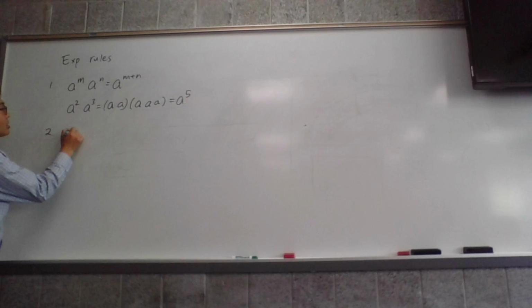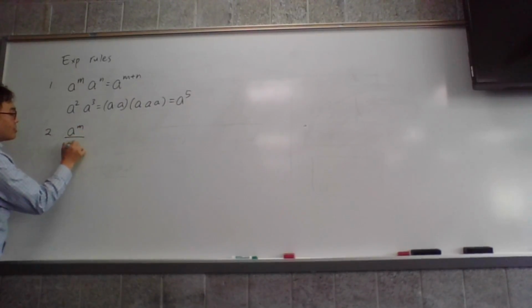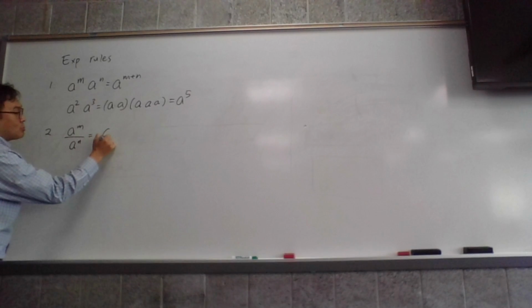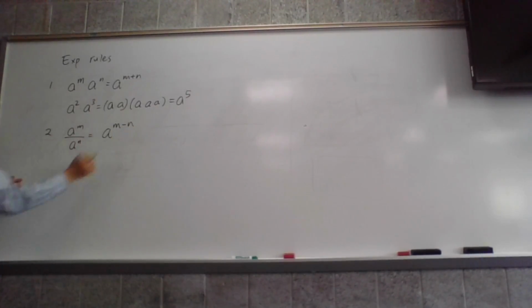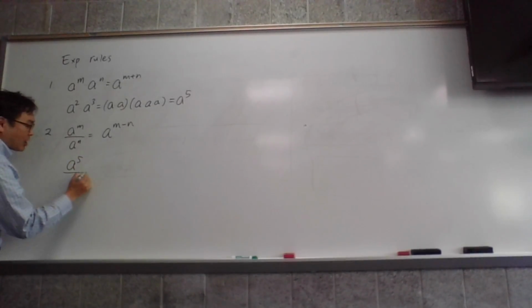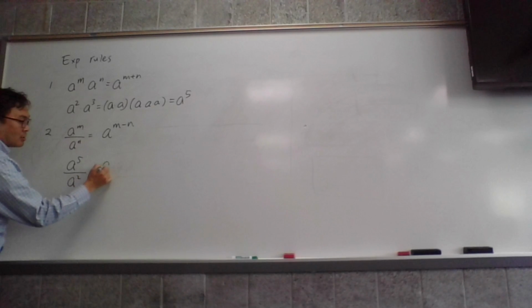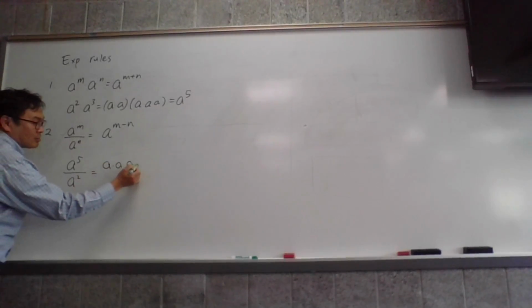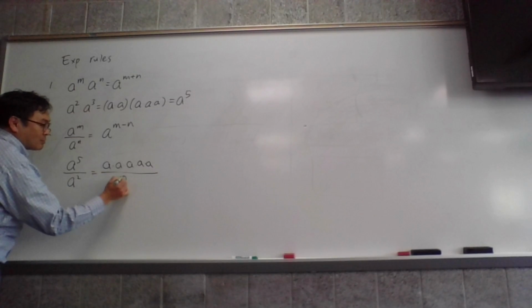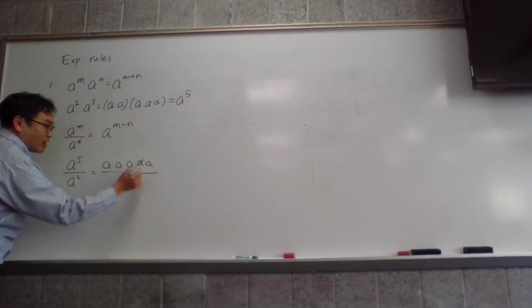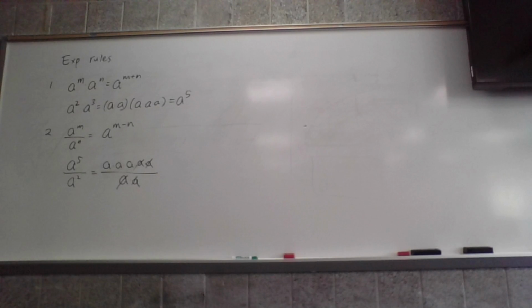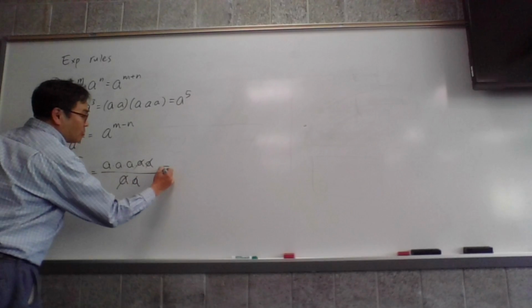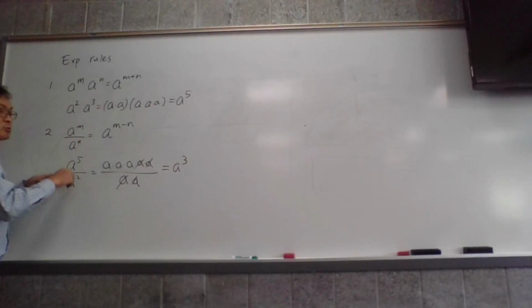So that's why this is true, okay? Number 2, if you divide, in this case, it's going to be subtracted. And again, you can make the same argument. Suppose you have a to the 5th power over a squared, then it's a times a times a times a times a divided by a times a, and you can cancel out the same factors, which allows you to say this is a cubed.